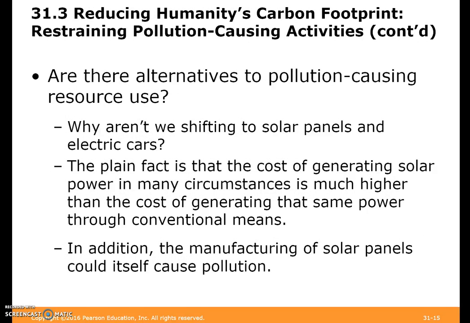So how might we reduce the carbon footprint, right? Are there alternatives to polluting, right? Why aren't we all shifting to solar panels and electric cars? Well, it might just be that the cost of generating solar power is much higher, so the incentive structure isn't quite right. You say, well, I could get solar, but it's much cheaper to do oil, right?